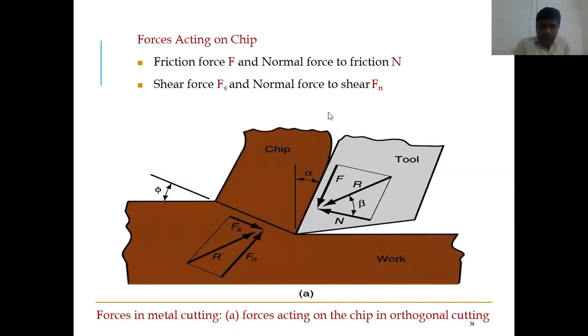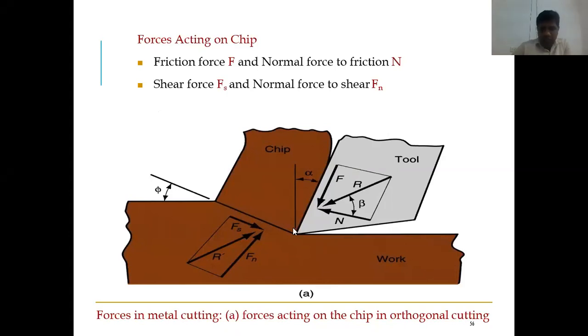So frictional force is coming because of the friction between the chip and the cutting tool. It is shown as F here. These are the frictional force and the normal reaction N, and they cause a resultant force.